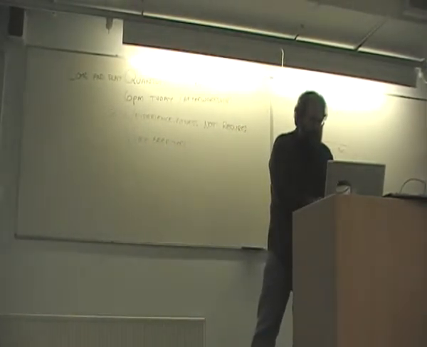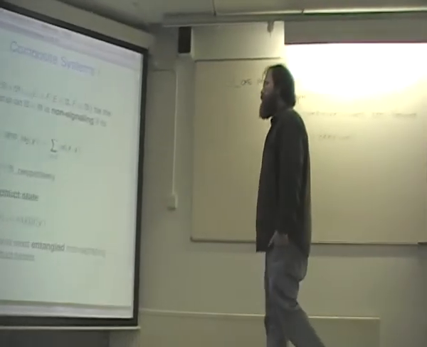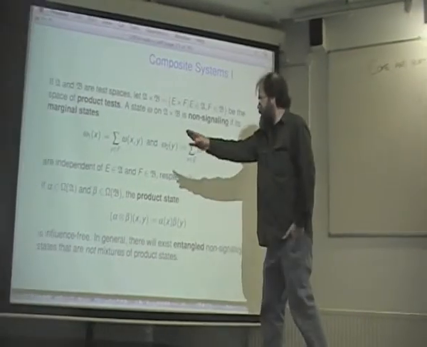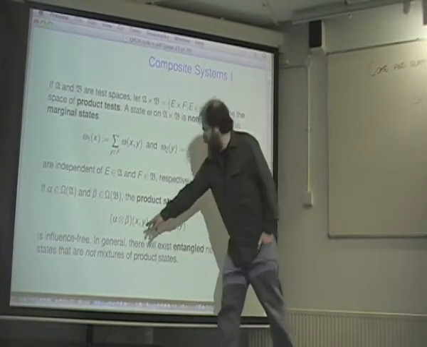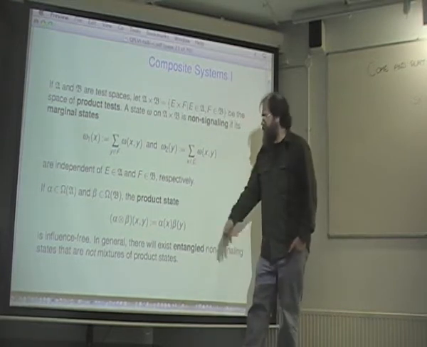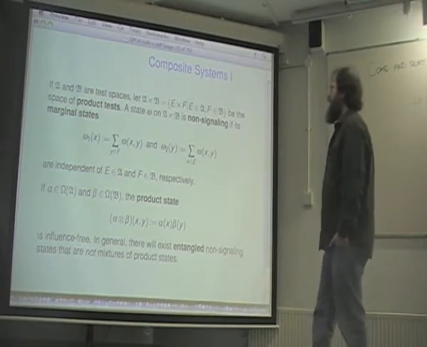That's what I mean by a non-signaling state. If you have two states, one for Alice, one for Bob, then there's a natural non-signaling state, a very simple one to define. It's the product state. Just multiply probabilities across the two systems. That is all obviously non-signaling.